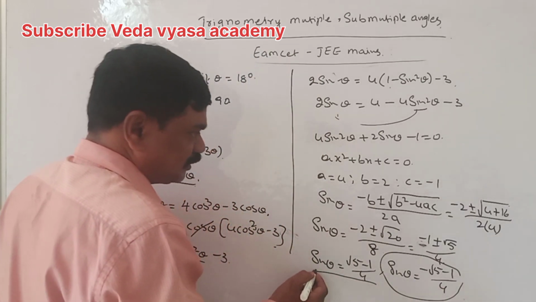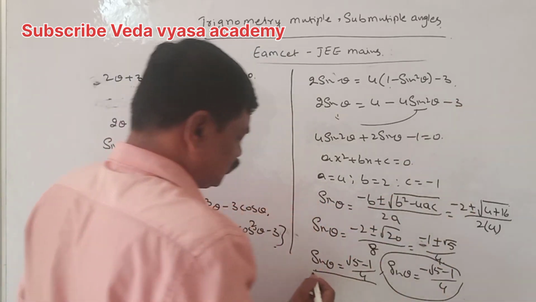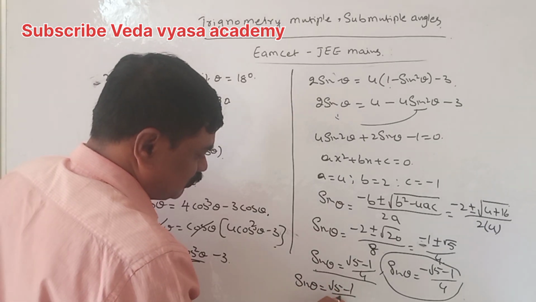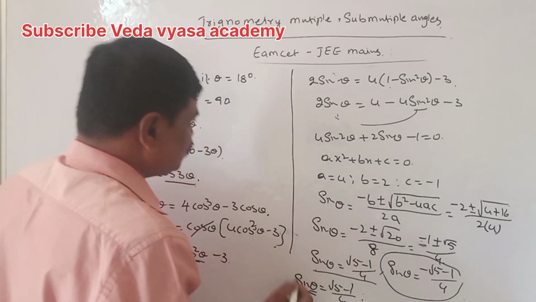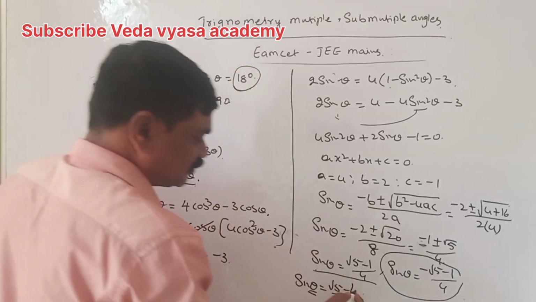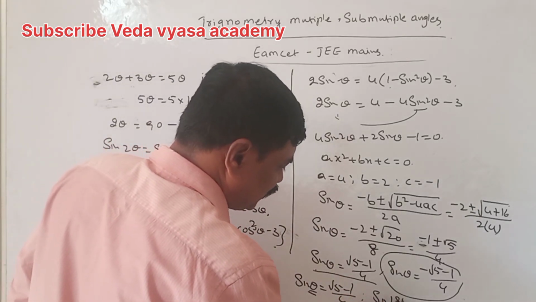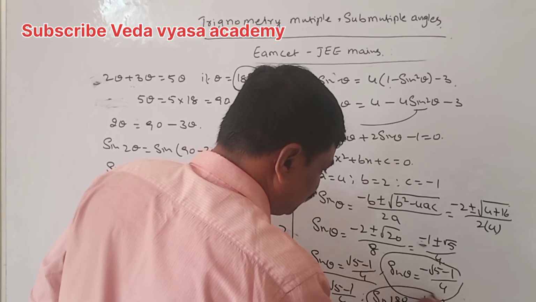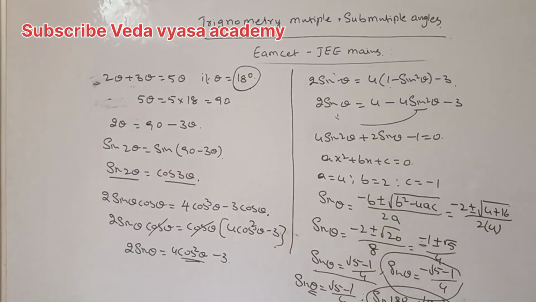So you can take sin theta is equal to root 5 minus 1 by 4. Therefore theta is equal to what? 18 degrees. Therefore sin 18 degrees is equal to root 5 minus 1 by 4, is the answer. Okay, all of you.